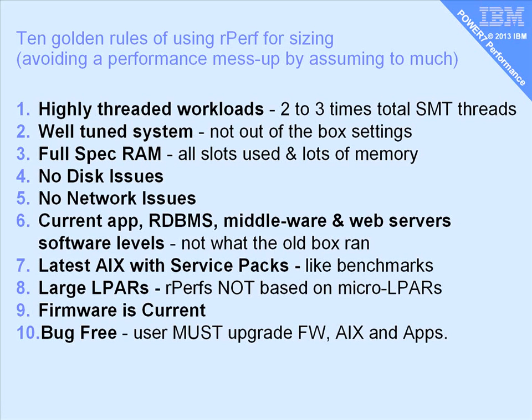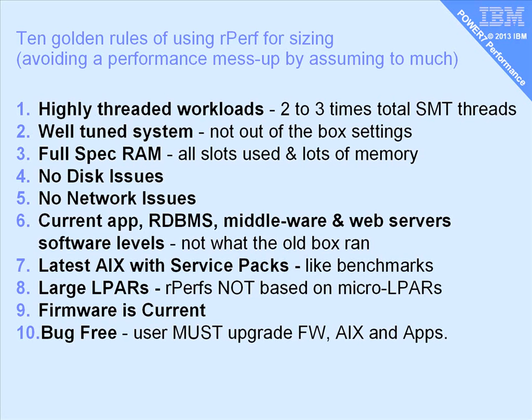Now, when we run benchmarks, number 7 here, we use the latest version of AIX with the latest service packs. These service packs have some bug fixes, which are good to have. We're going to have some security fixes, which are good to have. But they also have performance tuning impact, and we need those to make sure we get the best performance. Again, if we're using a 3 or 4 year old copy of AIX, it's not going to have the benefits, and we're not going to get the rPerf value you might be expecting.